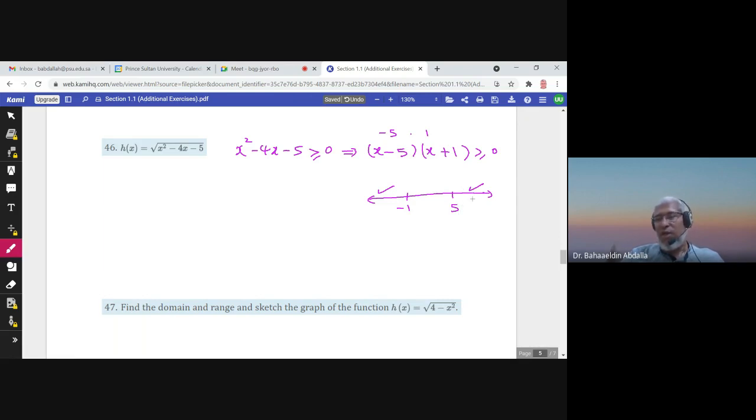So if you replace x by 6, 6 minus 5 is positive, 6 plus 1 is positive, and the product is positive. And if you replace x by negative 2, for example, negative 2 minus 5 is negative, negative 2 plus 1 is negative, negative times negative is positive. So in these two intervals, the product is positive. So the domain of h would be from negative infinity to negative 1, union from 5 to infinity. And because the equality is there, the intervals are closed.